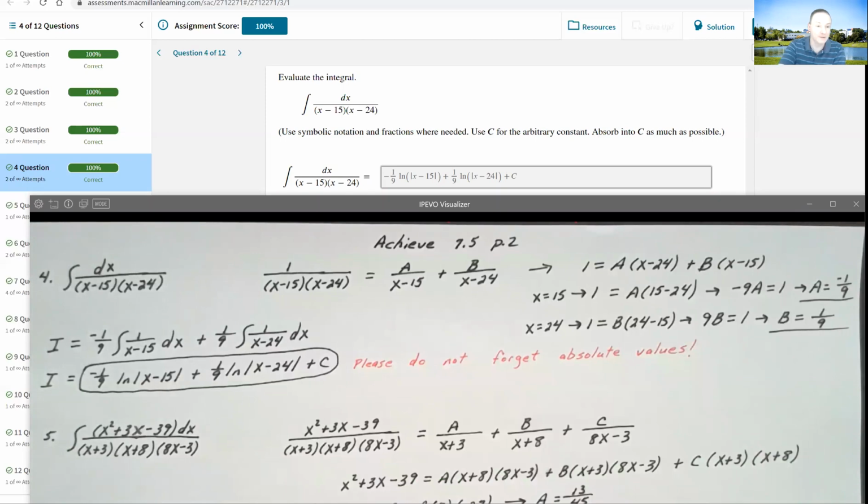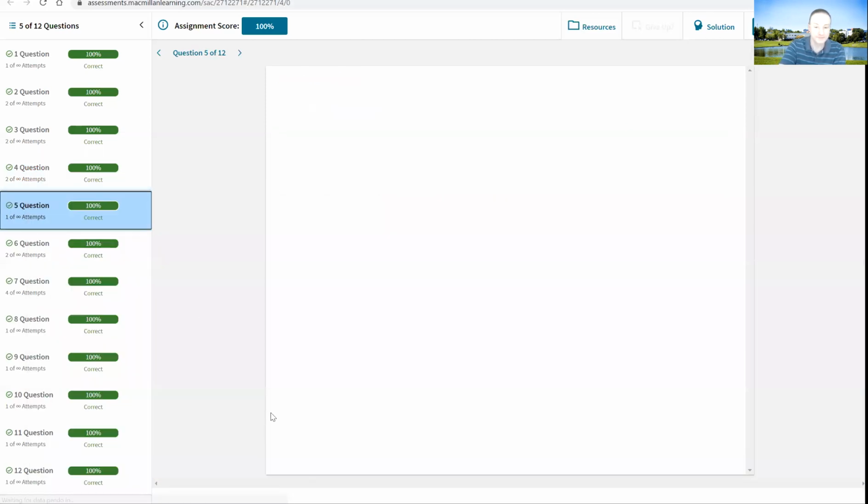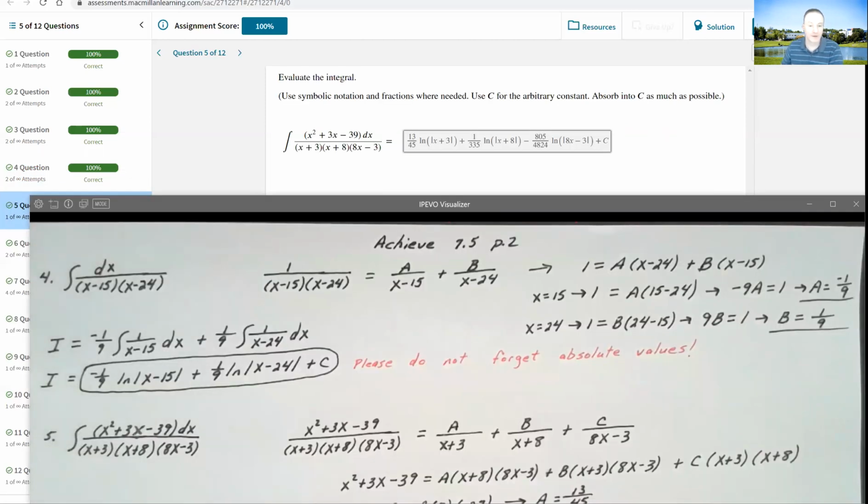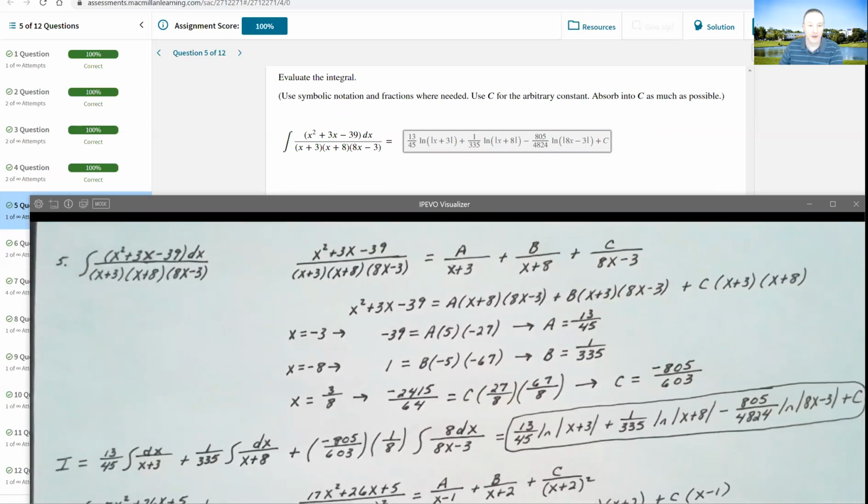Number 5 here, it's a good question. We have the integral of the quadratic x squared plus 3x minus 39, integrated with respect to x, over the linear factors x plus 3, x plus 8, 8x minus 3. I already know that this one is in the format where I can just go ahead and start partial fraction integration because the numerator is of lower degree than my denominator. My numerator is degree 2, my denominator is degree 3.